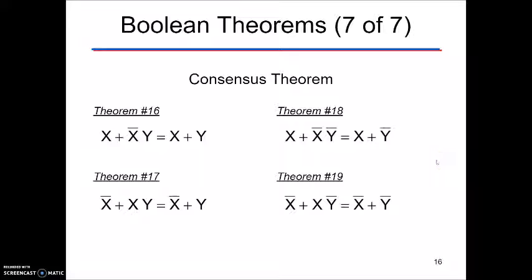Okay, so then moving into consensus theorems, 16, 17, 18, 19 focus on consensus. Theorem 16 is x or x naught y equals x or y. And 17 is x naught or xy equals x naught or y. And then theorem 18 is x or x naught y... equals x or y naught, and theorem 19 is x naught or xy naught equals x naught or y naught. So basically these theorems are coming to a consensus, as they describe, to give us the simplified solution.